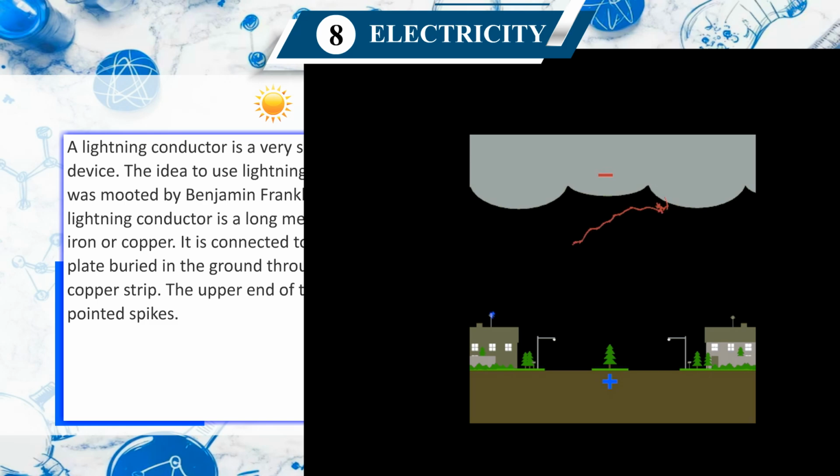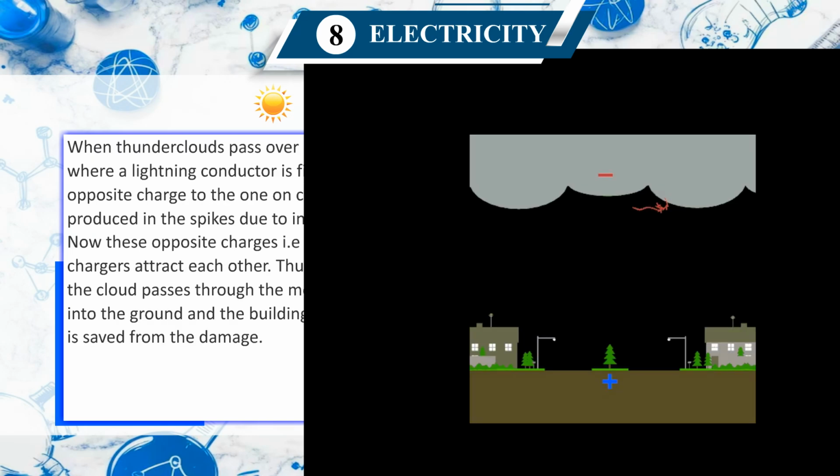A lightning conductor is a long metal rod of iron or copper. It is connected to a metal plate buried in the ground through a thick copper strip. The upper end of the rod has pointed spikes. When thunderclouds pass over a building where a lightning conductor is fixed, an opposite charge to the one on the clouds is produced in the spikes due to induction. Now these opposite charges, unlike charges, attract each other. Thus, the charge of the cloud passes through the metal spikes into the ground and the building or tower is saved from the damage.